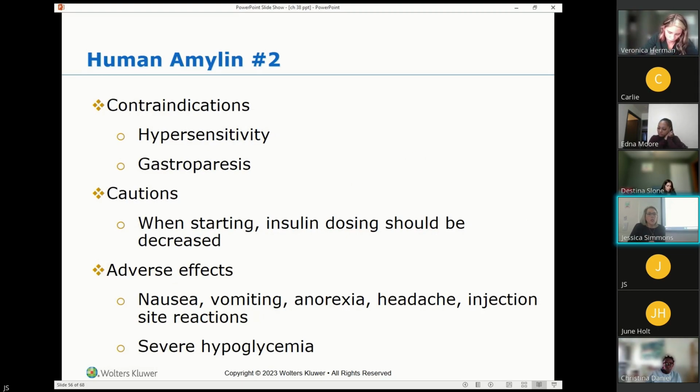So caution when starting: insulin dosing should be decreased, and an adverse effect is going to include severe hypoglycemia. Like we said, it has a rapid onset of action and peaks in about 20 minutes. There is a half-life of about 48 minutes. It should be injected before each major meal of the day, at least 2 inches away from any insulin injection. I want you to put a star next to this, highlight it. I don't care what you do. I want you to remember it. It cannot be combined in the syringe with insulin. It can never be mixed with anything.